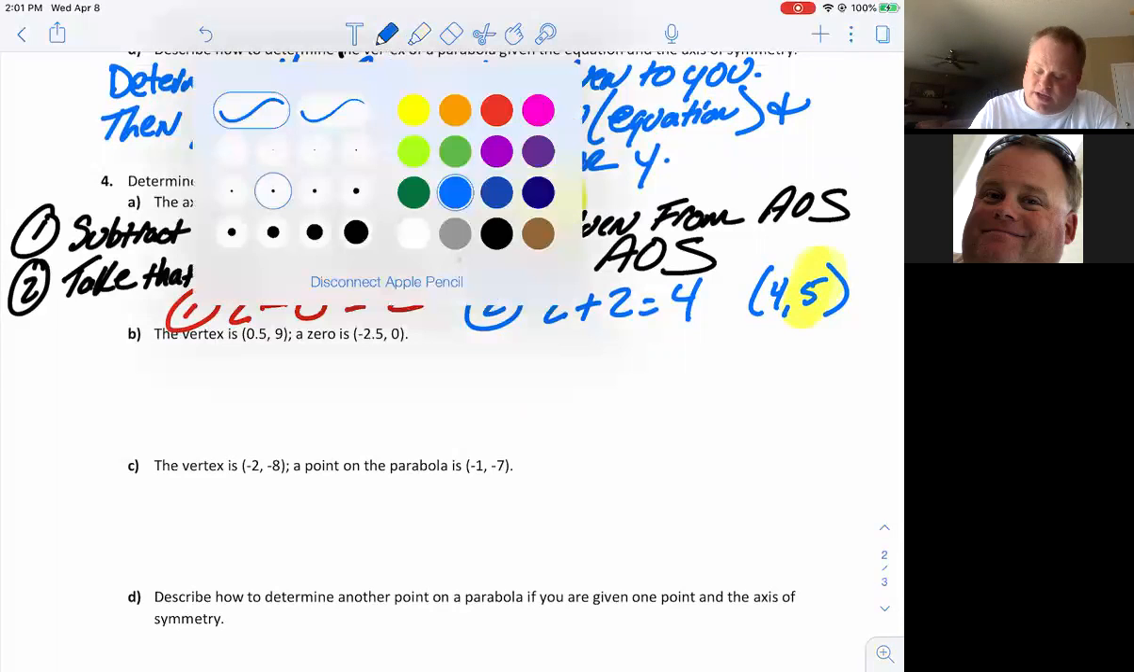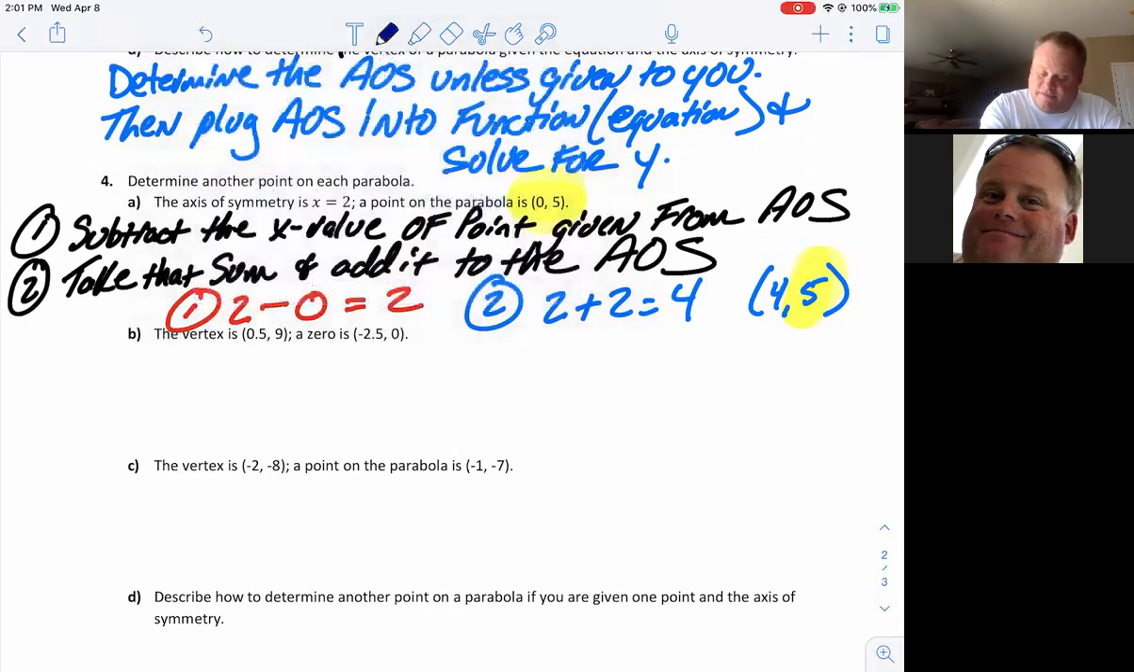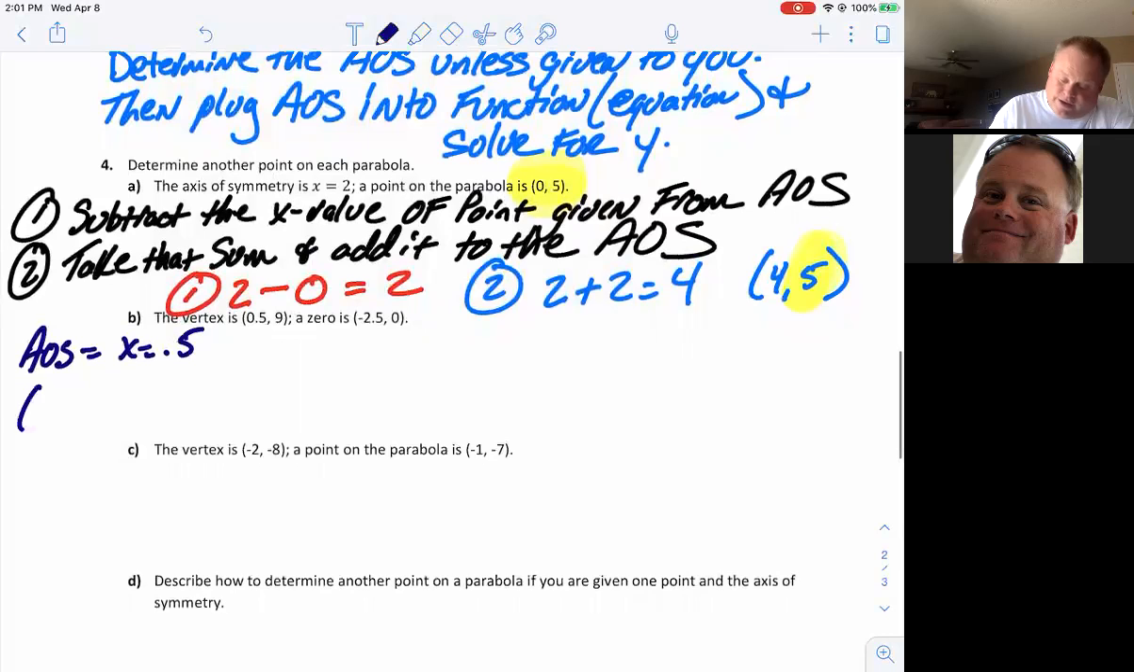We're only going to do it in math form. The vertex is at 0.5, 9. A 0 is at -2.5, 0. So I know my axis of symmetry is going to be x equals 0.5. And I know the point I'm working with is at -2.5, 0.